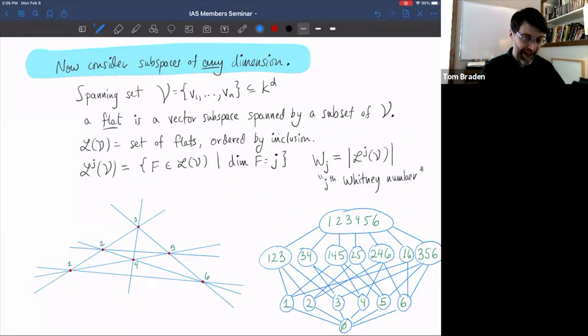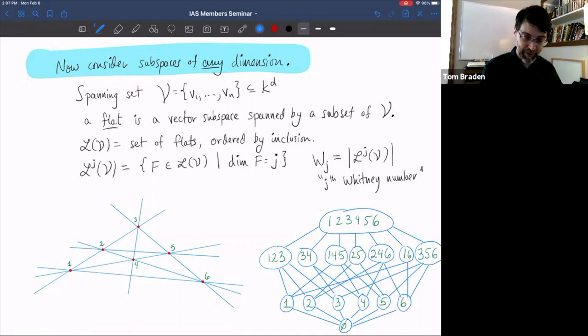And then a flat is just any vector subspace spanned by some collection of your vectors. So we were looking at one dimensional spaces and D minus one dimensional spaces, but now we can look at subspaces of any dimension. And then you can collect all the flats, all the different spaces that you can span by your vectors, into a finite partially ordered set ordered by inclusion of subsets. And it's a ranked partially ordered set where the rank is just the dimension of the space that you're spanning.